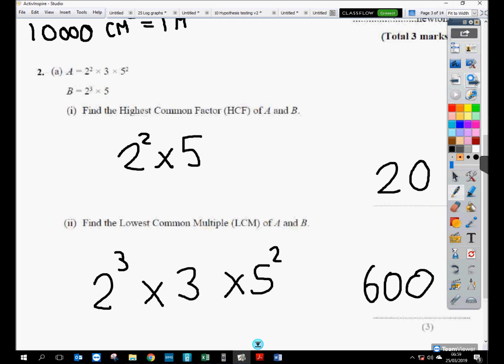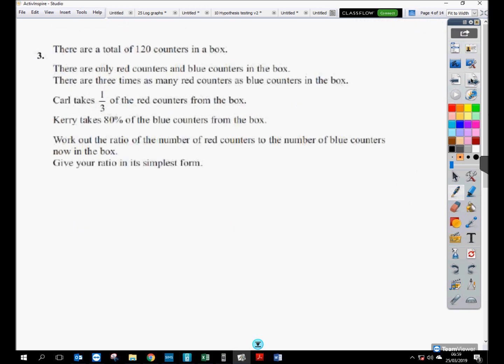Okay, next question. So, there are 120 counters in the box, and they are either red or blue. So, there are 3 times as many red counters as blue counters in the box. Now, that can be written as a ratio. If blue is 1, then red is 3, because red is 3 times as many as blue.